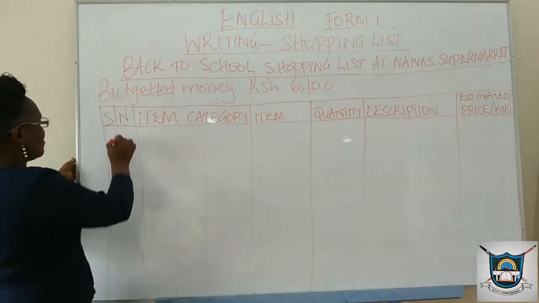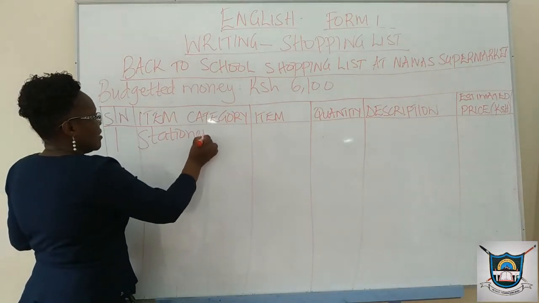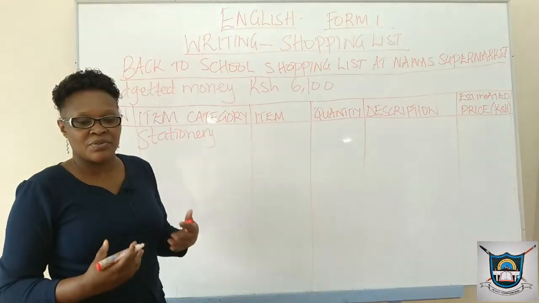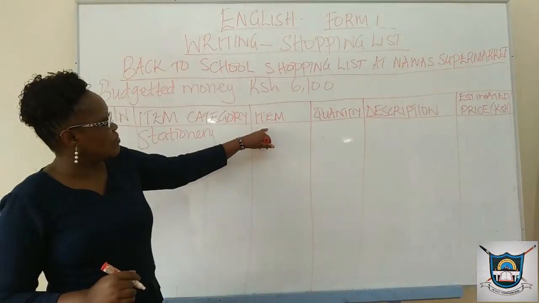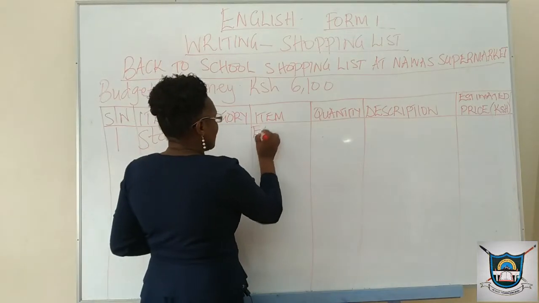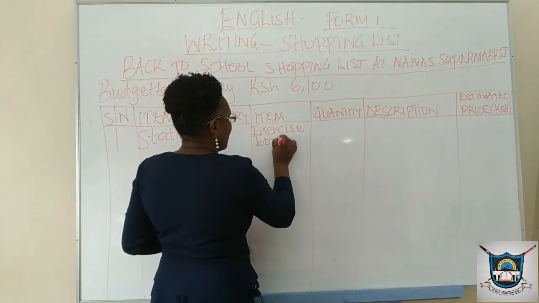So, of course, we'll need stationery. This is the item category. And we have some items under stationery like exercise books, rulers, pens, and all that. So the items that you're going to buy in our sample, the first one will be exercise books. So you come here and write, the item is exercise books.